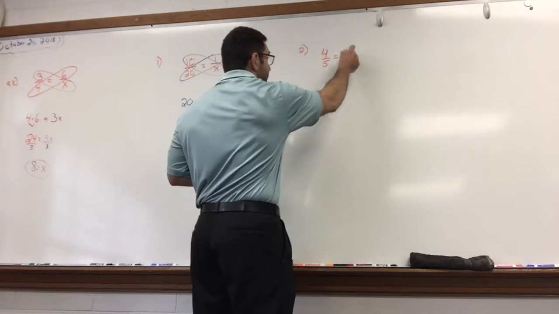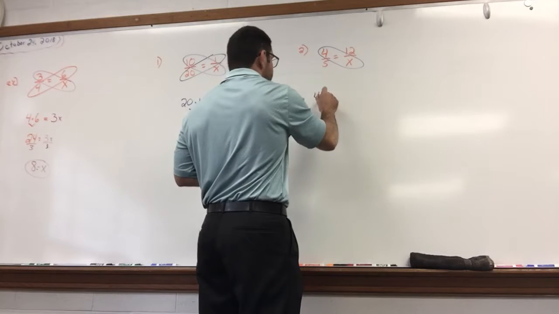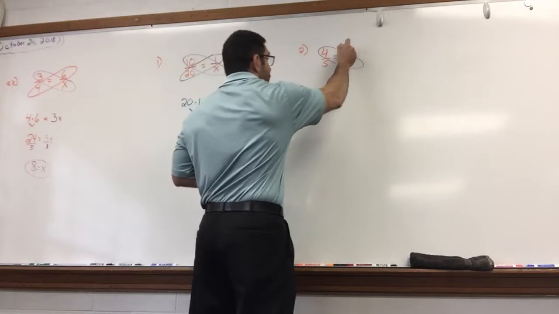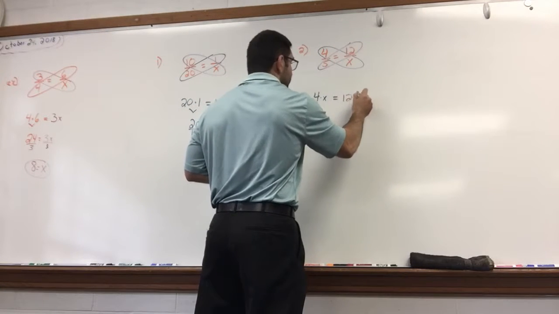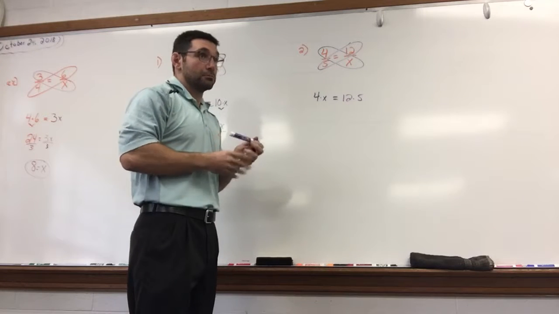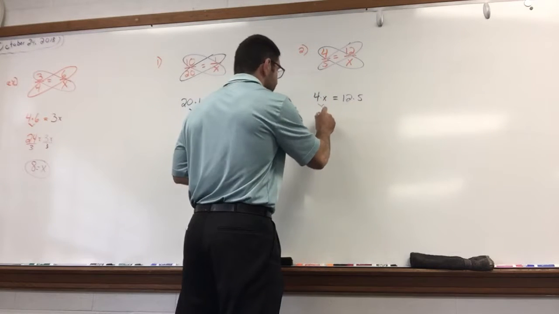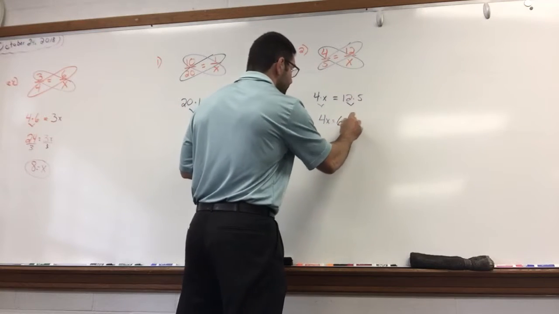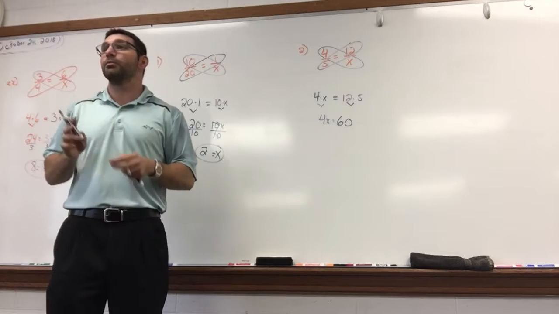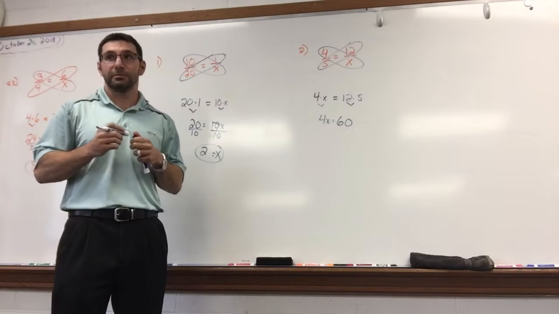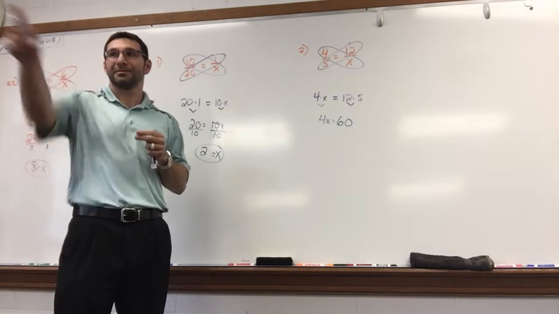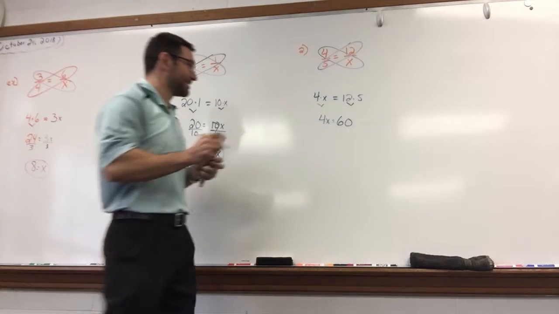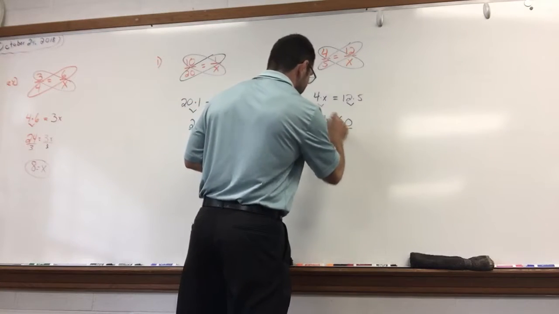Over here, I multiply 4 times x. I put an equals. I do my other diagonal. 12 times 5. Can we multiply these? Well, yeah, 4 times x is 4x. Equals. A little bit tougher. 12 times 5 is 60. What number am I dividing by, Cole? 4. Come on, Cole, you know what? You're the man. We're dividing by 4.